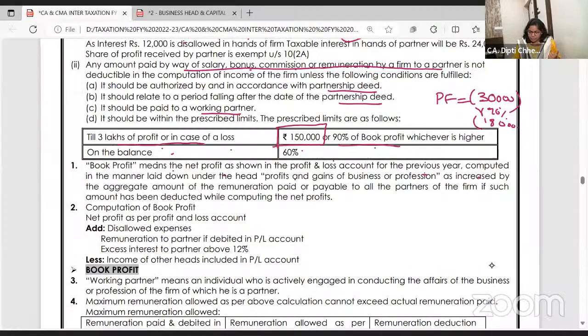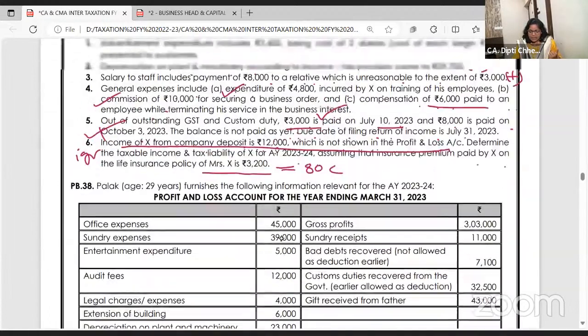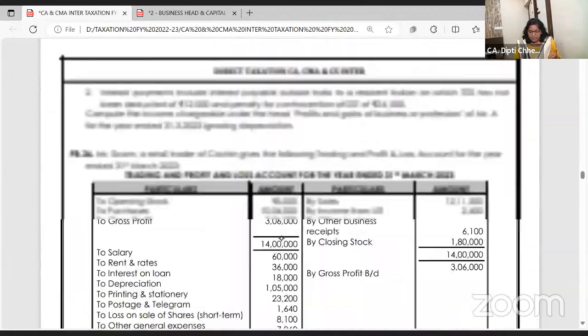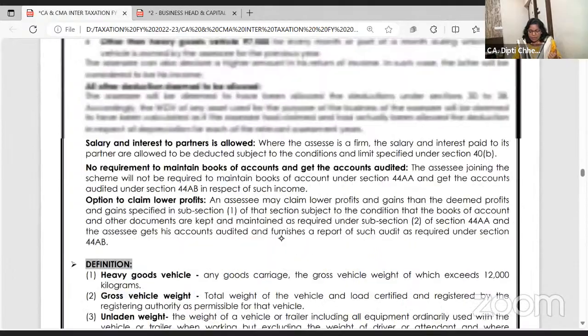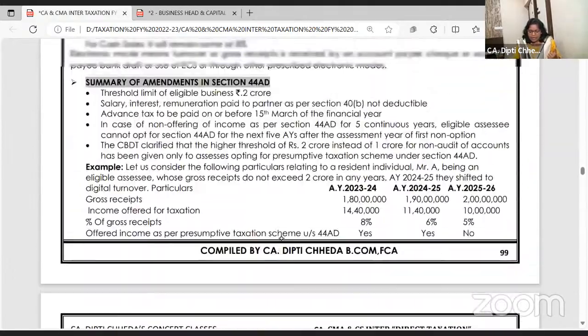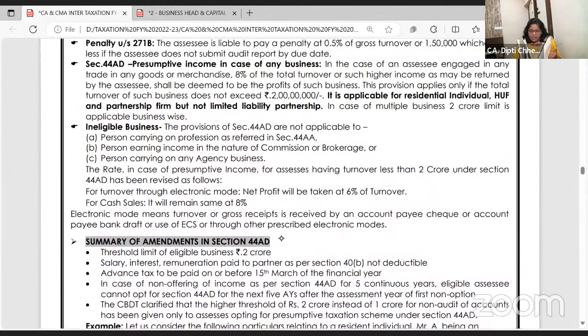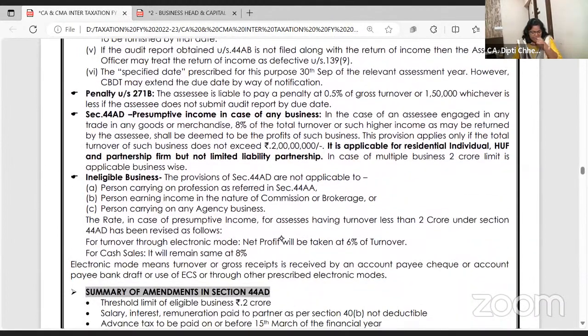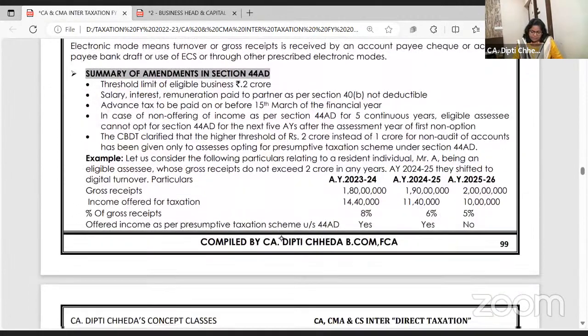Chalo. Sum, this is the last sum, but I have to take the presumptive taxation for all of you. What is presumptive taxation? We have already done the problem of Shivam today in the beginning, but still from the notes I want to clear it. Instead of maintaining the books of accounts and all, can you go for presumptive taxation? What is presumptive taxation?